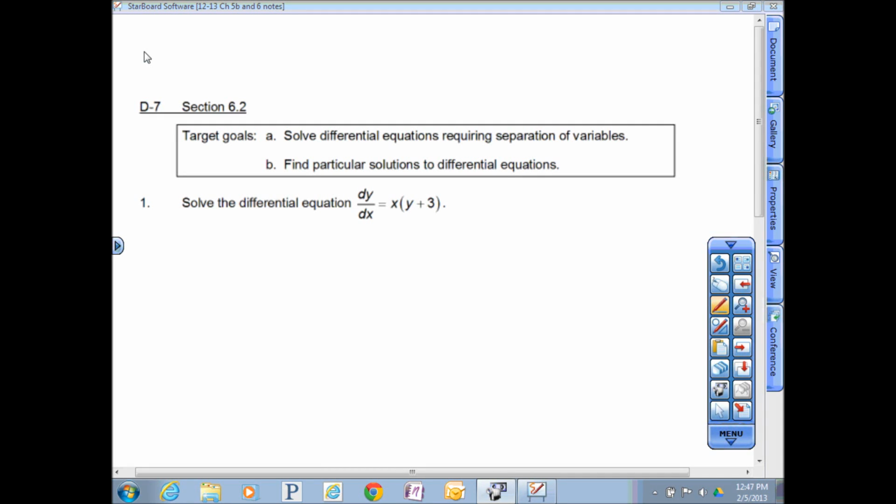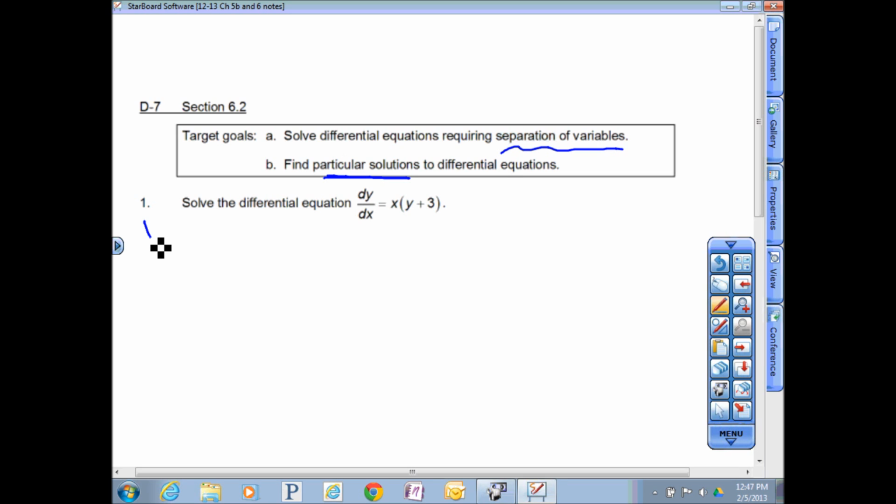Second day in Chapter 6. Now we're solving differential equations, but what's going to get a little tricky here now is we're going to have to separate our variables. We're going to have to clean things up a little bit, and then we're ultimately looking for some specific solutions, so we're going to want to know what that constant of integration is, what that C is, as we're going to solve.